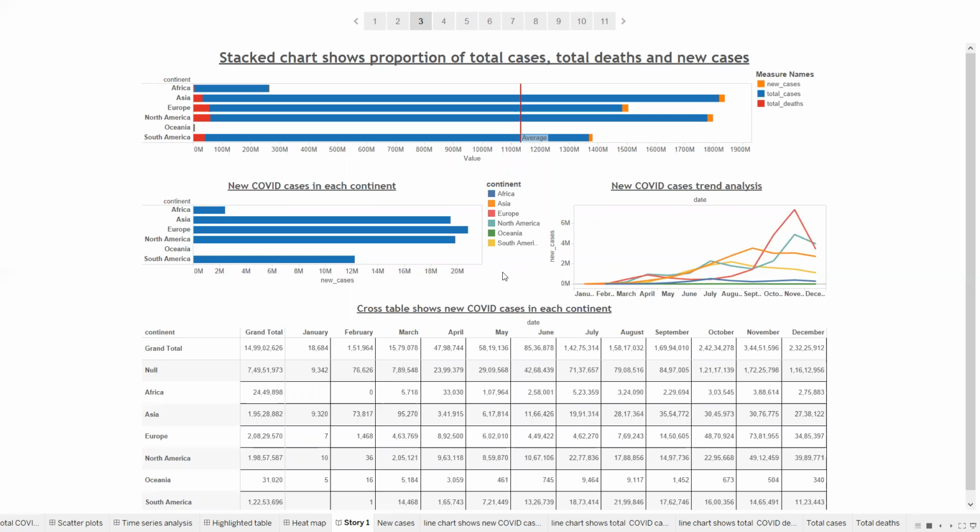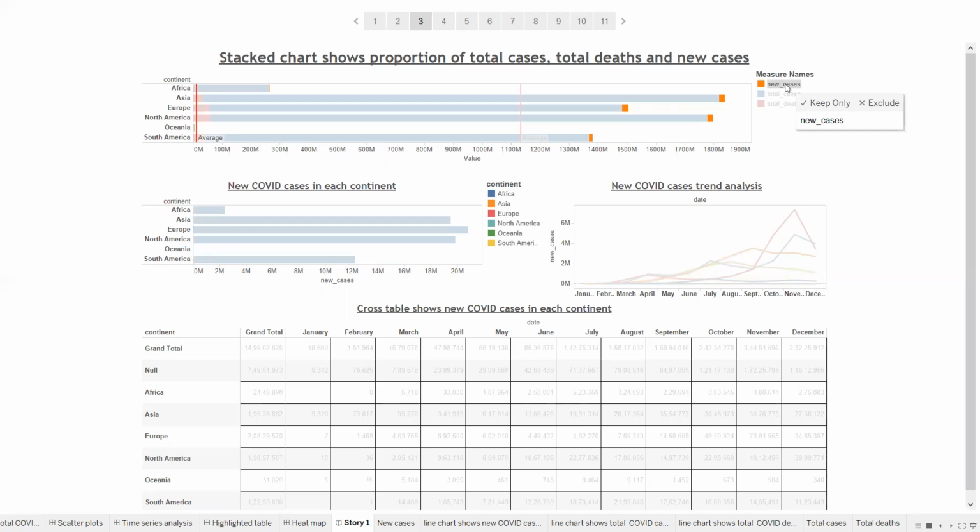So our next topic is to analyze the total cases, total deaths, and the new COVID cases. Here we're going to first analyze the new COVID cases in each continent, right? Which is followed by its trend analysis, and below is the cross table which quantifies the data that I visually represented here. So first, if I filter based on new COVID cases, we can see that our stack chart is filtered based on the new COVID cases, which is represented in orange color.